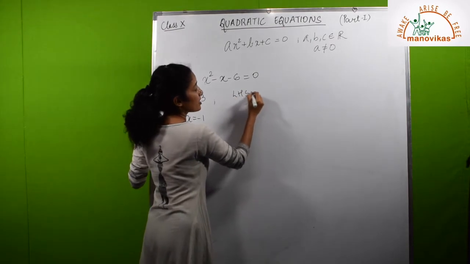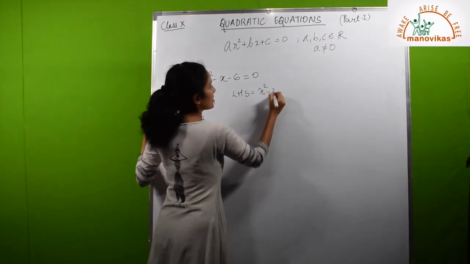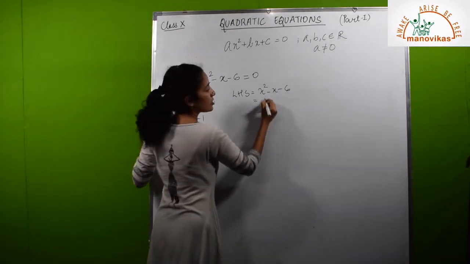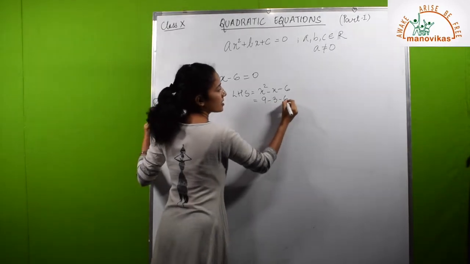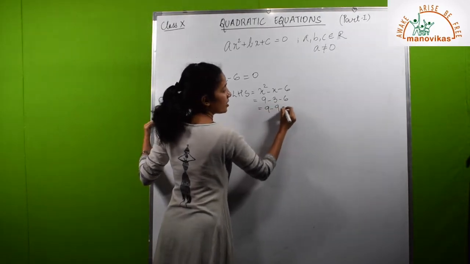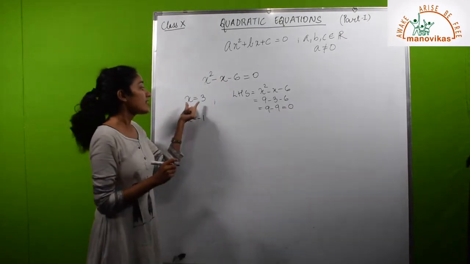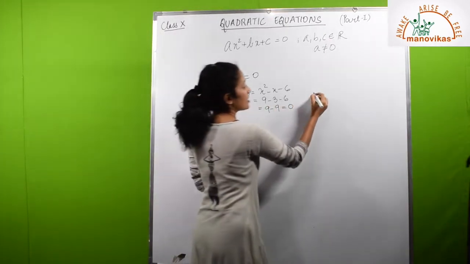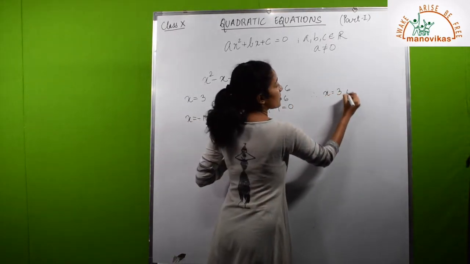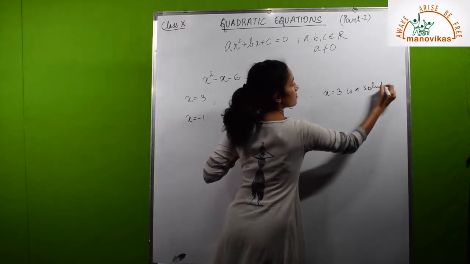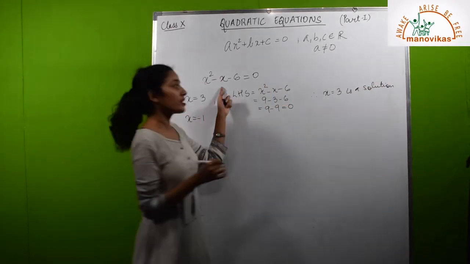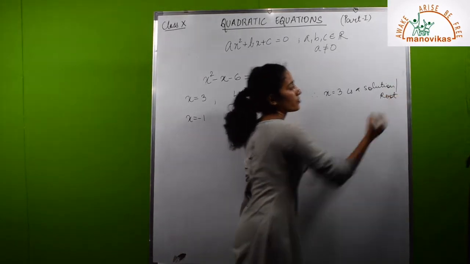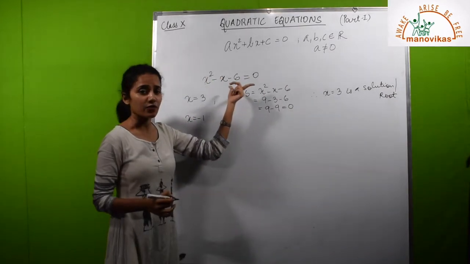So substituting in the left hand side, I have x square minus x minus 6. Substituting x equal to 3, I get 3 square is 9 minus 3 minus 6, which is 9 minus 9 equal to 0. So we see that this value of x satisfies the given quadratic equation, which implies that x equal to 3 is a solution of the quadratic equation. This solution is also called a root of an equation. Anything that satisfies the given quadratic equation.